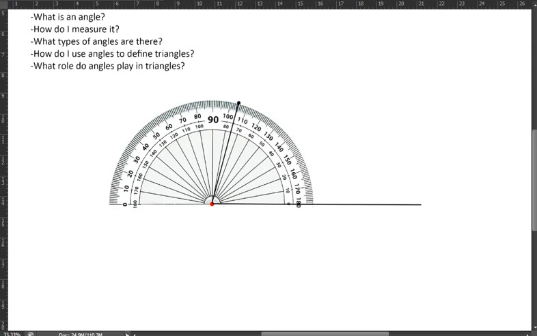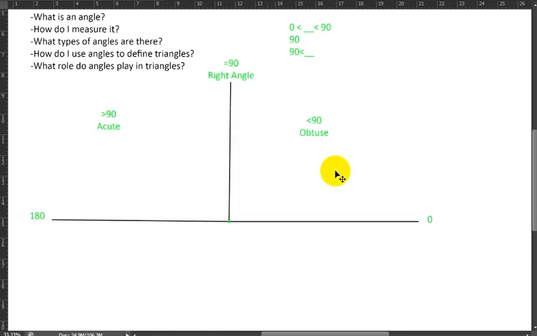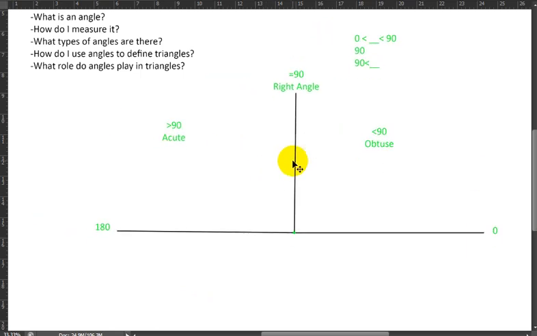Now, we're going to talk very quickly about kinds of angles, types of angles. There are three basic types of angles. Oh, wait, I've made a mistake here. Sometimes you might get them confused. This is acute, this is obtuse. Okay, so there are basically three types of angles.